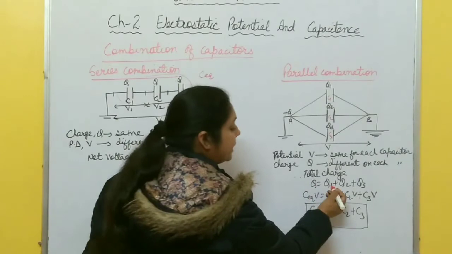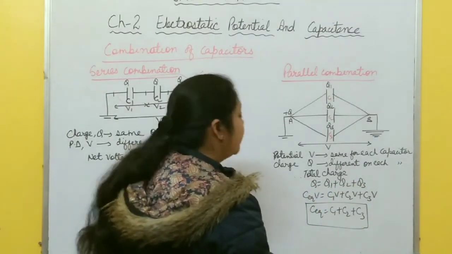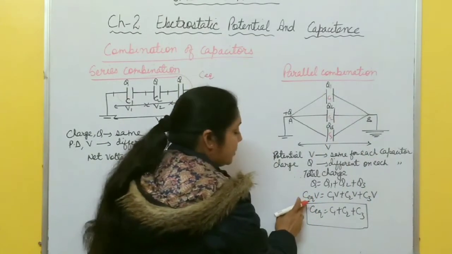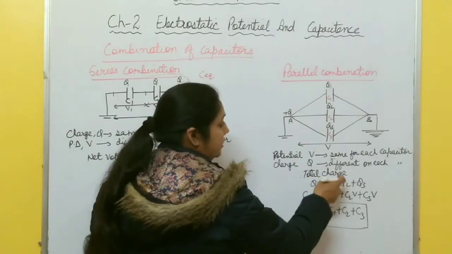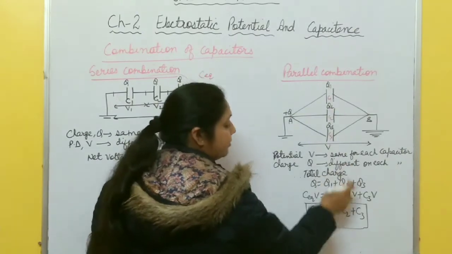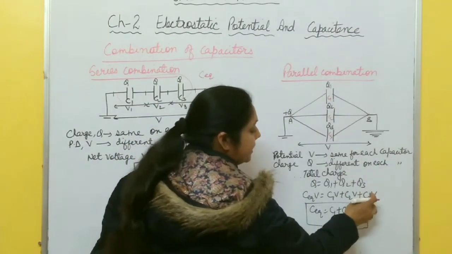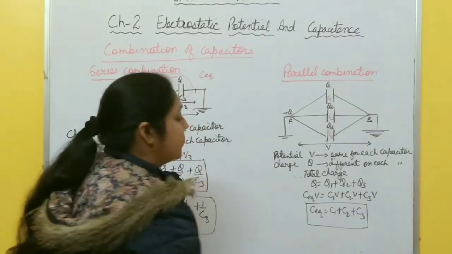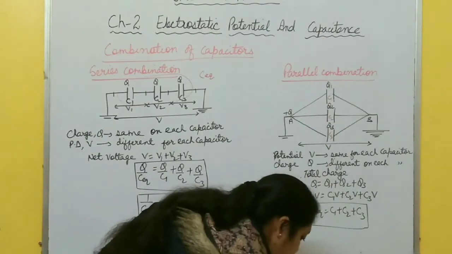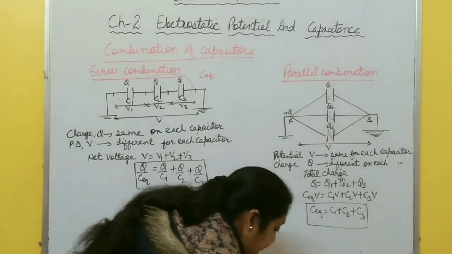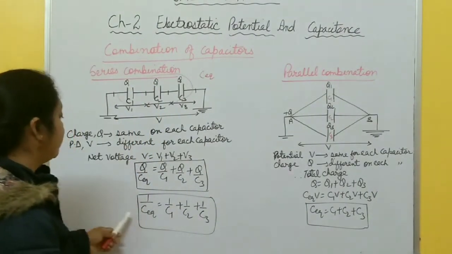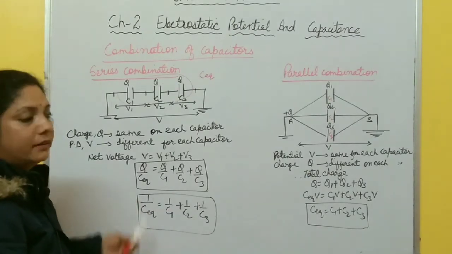So total charge Q becomes Q1 plus Q2 plus Q3. You know Q is CV. Total equivalent of all these 3 capacitors, suppose C equivalent. So C equivalent V equal to charge on first plate is this one C1V. Charge on second plate is C2V. Charge on third plate is C3V. In this way you get C equivalent equal to C1 plus C2 plus C3. In this way total capacitance in case of parallel combination increases and in series combination total capacitance decreases.